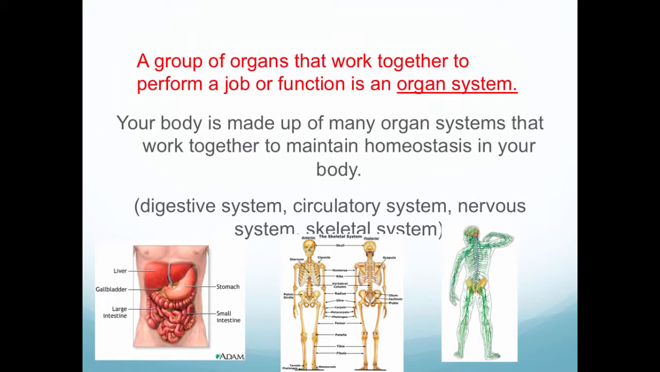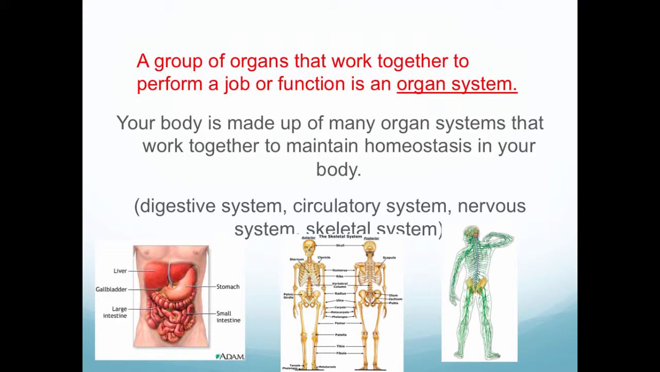Now let's talk about an organ system. Your body is made up of many organ systems that are working together to maintain homeostasis in your body. Digestive system, circulatory system, many of you can name other systems. We have a total of 11 body systems in our body. Can you name and write down 2 that are not listed here? Please do that now.